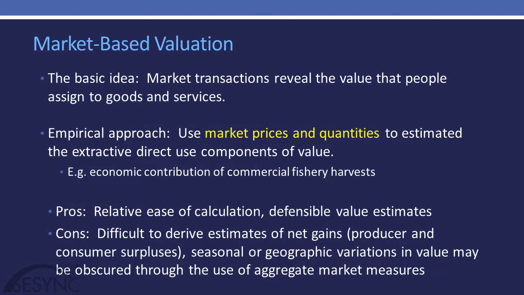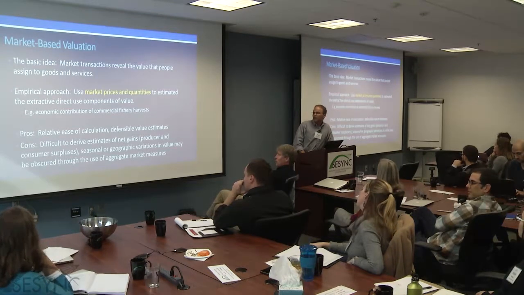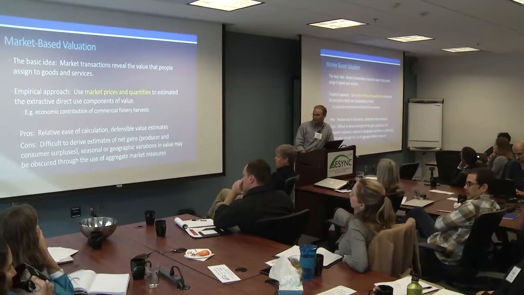The pros: relative ease of calculation. The data is often available. Defensible, very defensible value estimates, right? They're grounded in market behavior. The cons, though: they only apply to certain types of value. And it's hard to get a true sense of net gains, right? If value is what something is worth in terms of what you'd be willing to pay, market transactions are often only going to get us what you actually paid. So we can only say this is a lower bound on value. And if we're looking at aggregate measures, it might be difficult to disaggregate down to seasons or geographic areas or even cohorts in the population.